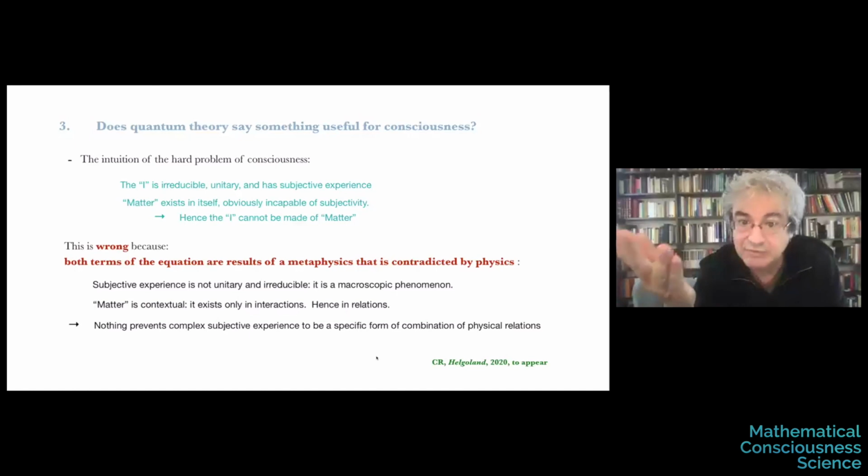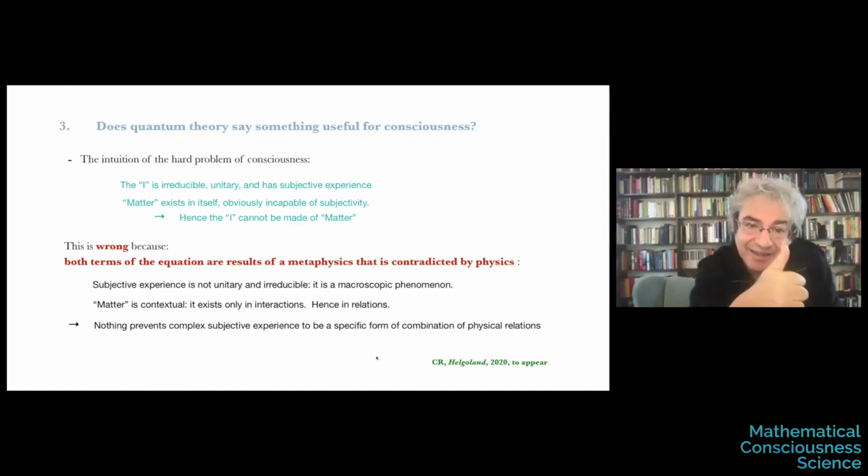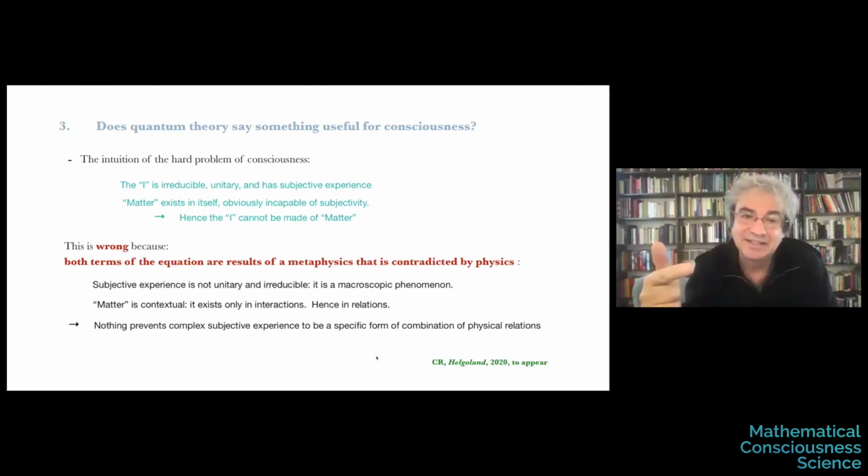It is obviously matter incapable of subjectivity. Hence, the I cannot be made of matter. That's the bottom line of all the arguments for the existence of the hard problem of consciousness. And that's wrong, because both terms of this contradiction, both the I and matter, are notions which are contradicted by current physics.